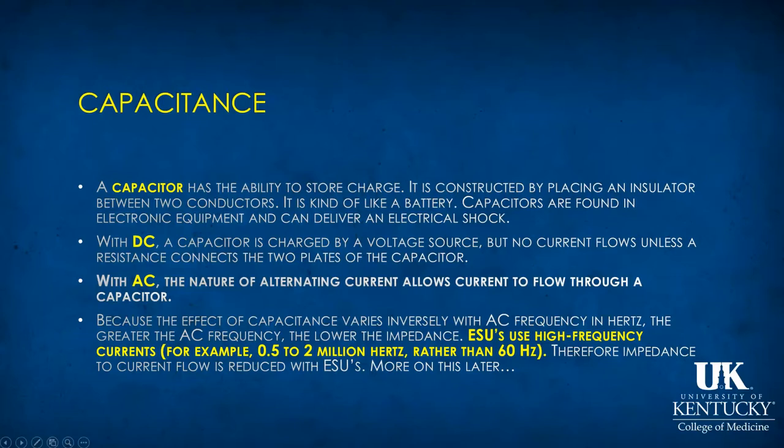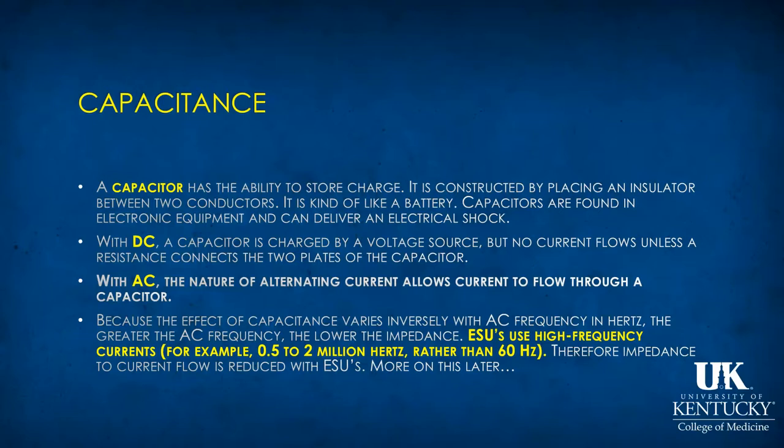Capacitance is the ability of a capacitor to store electrical charge. It is constructed by placing an insulator between two conductors. It's kind of like a battery. Capacitors are found in electronic equipment and can deliver an electrical shock. With direct current, a capacitor is charged by a voltage source, but no current flows unless a resistance connects the two plates of the capacitor. With alternating current, the nature of alternating current allows current to flow through a capacitor.